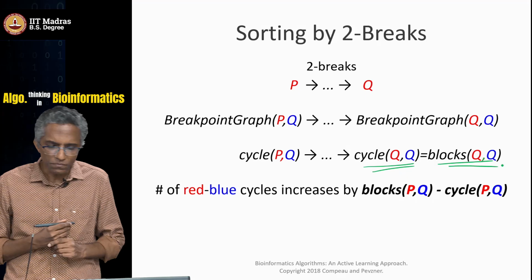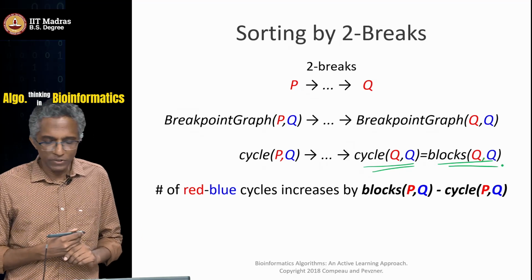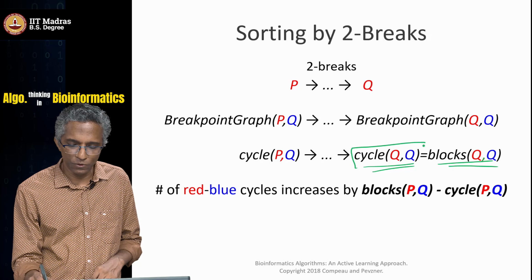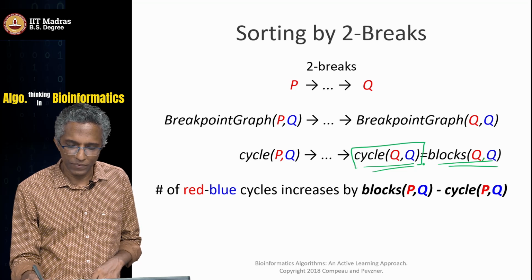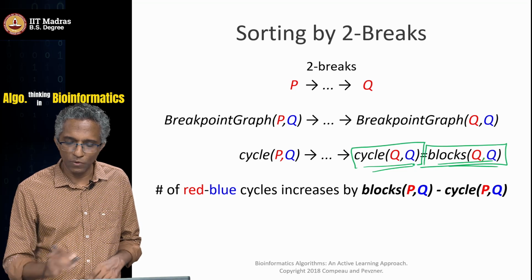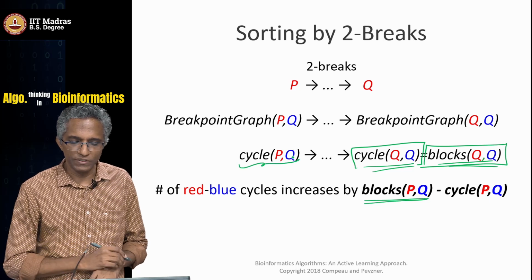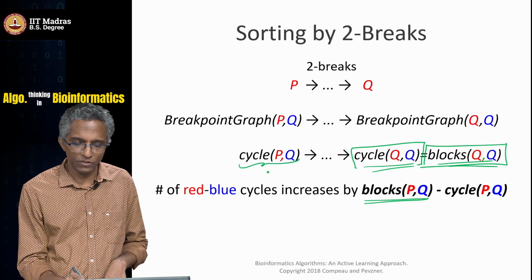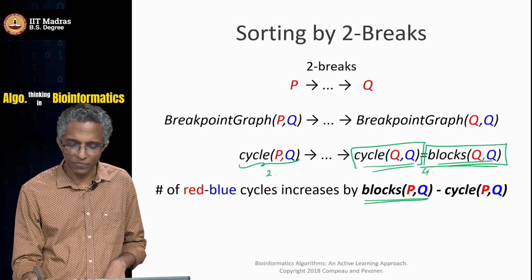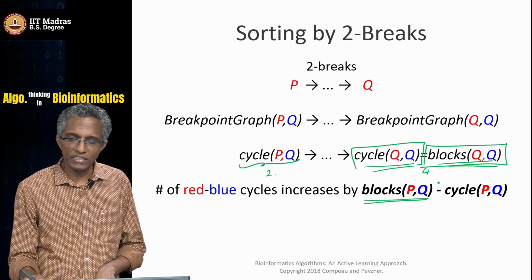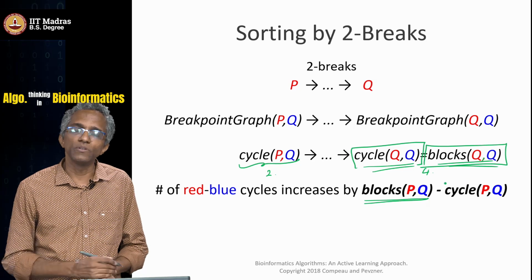And so, the number of red blue cycles has to increase by this final amount: cycles of q comma q has to increase up to this blocks. So, blocks of p comma q minus the current value of cycles. Initially in the example that we saw, this was 2 and this was 4, the blocks was 4. So, we had to go from 2 to 4, or we had to increase the number of cycles by 4 minus 2 equal to 2.